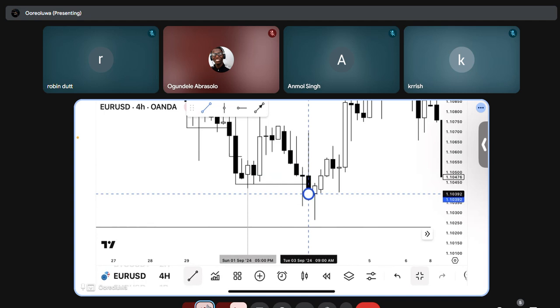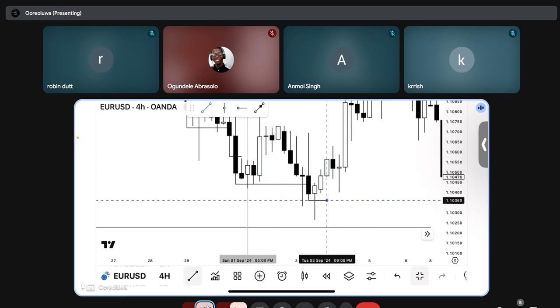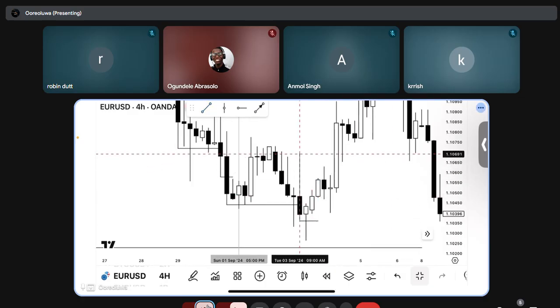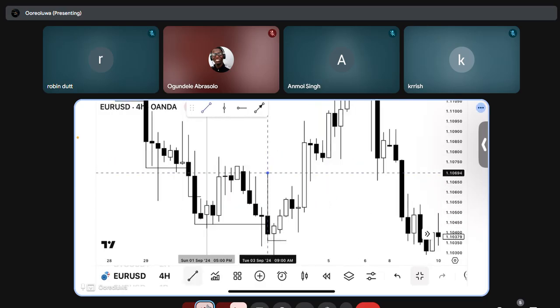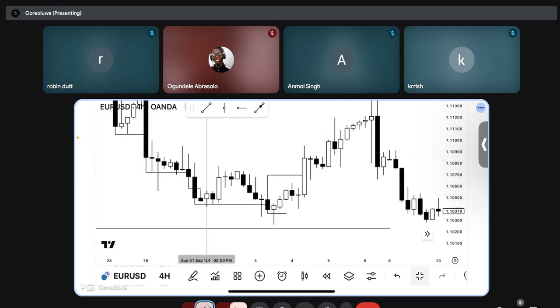Right. But look, we wicked this one. Right. We wicked it. All right. So what do you expect? You expect price to close above it before you start looking for buys. Abi? So we close above it, right? So you can start looking for buys from there.